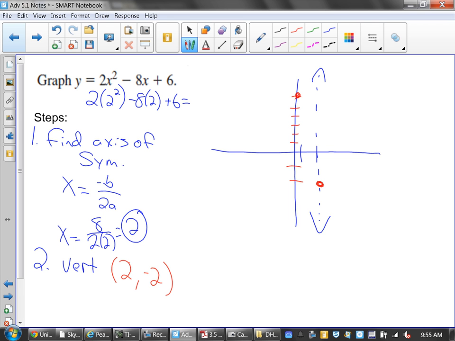Yes. How far away is 0 from the axis of symmetry? 2. So what's 2 more spots to the right of it? 4. And what do you think that value will be? 6. There's your curve. Is that all we have to do? I'm looking at rough sketches right now.